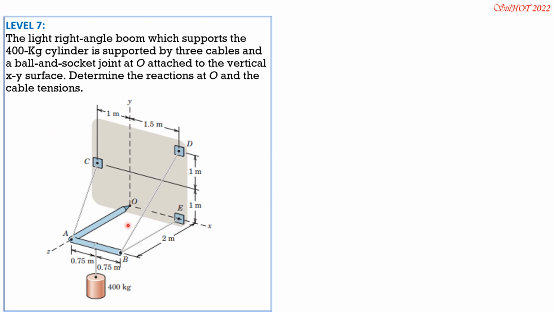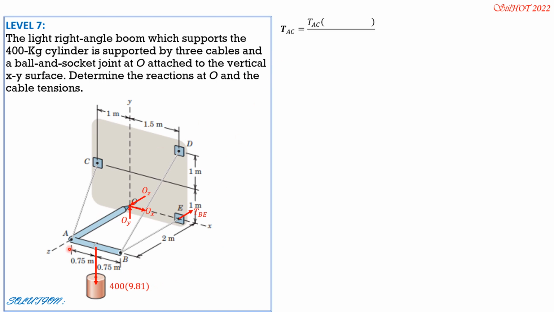So let's draw the free body diagram first for the reactions. And we have tension BE. And these tensions here, we write them in vector form so that we can compute the components. This is the weight, 400 times 9.81 newtons.